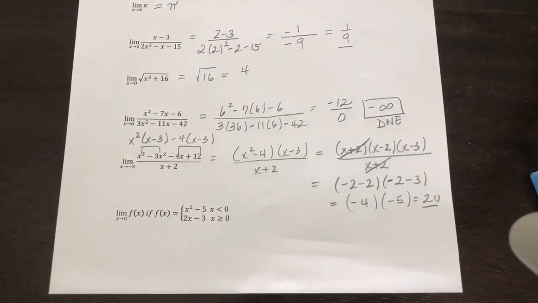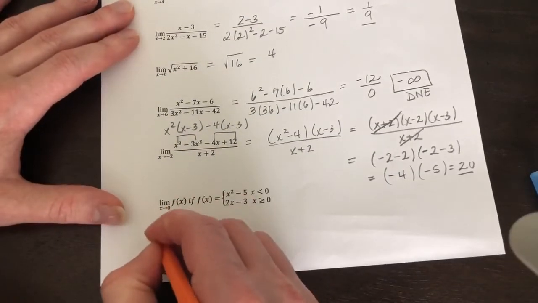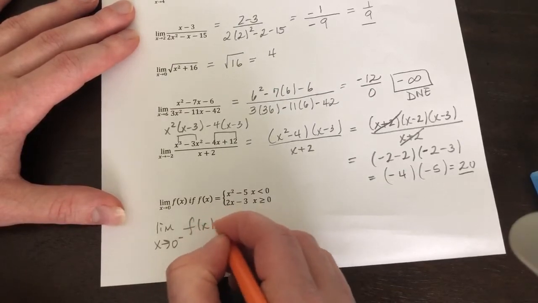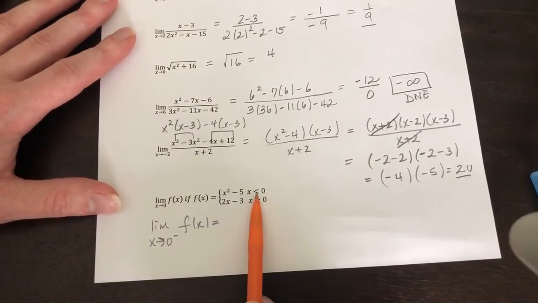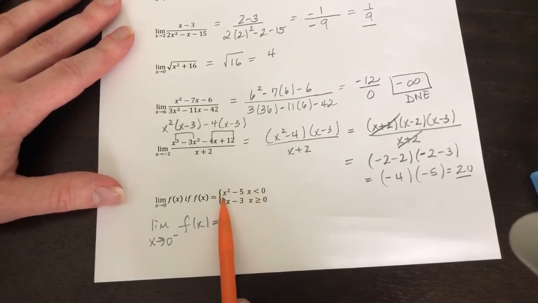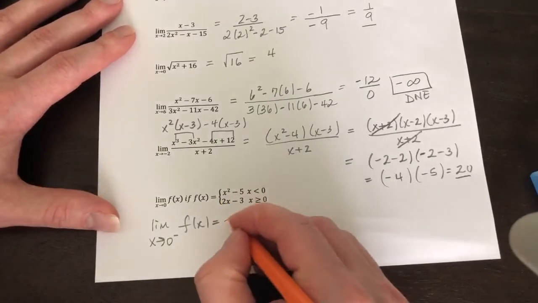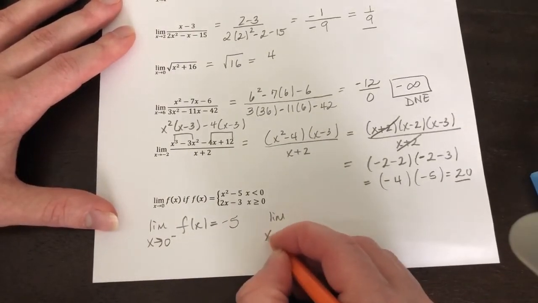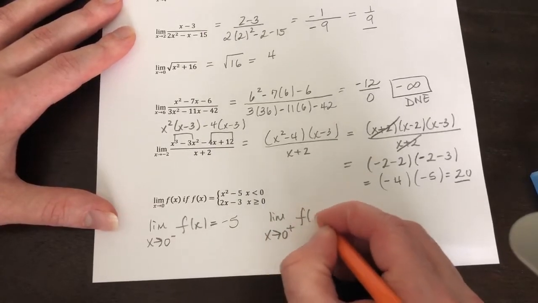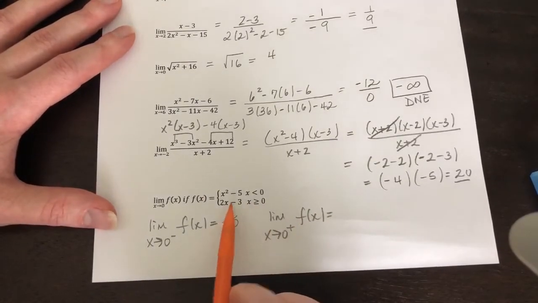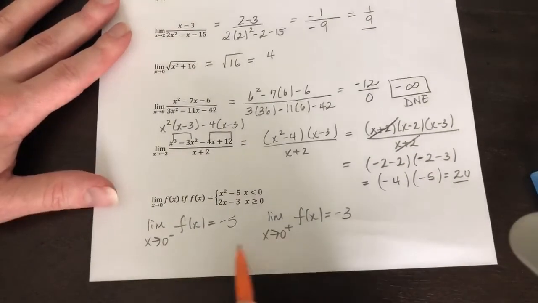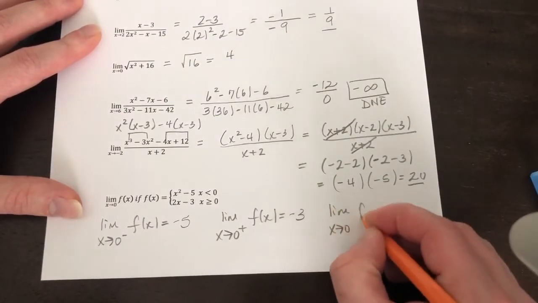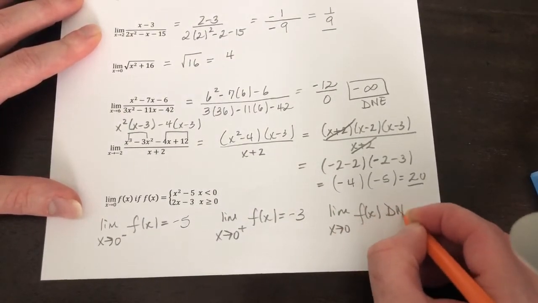Okay, so we got a piecewise function. We're going to do the limit as x approaches 0 from the negative side. So we're going to plug in a 0 into the top branch. Okay, so 0 squared is 0. 0 minus 5 is a negative 5. Okay, plugging a 0 into the bottom branch gives you the limit as x approaches 0 from the right-hand side. So if I plug in a 0 down here, I get a negative 3. Since these two values aren't the same, the limit as x approaches 0 of f of x does not exist.